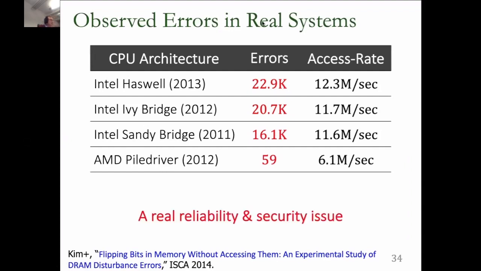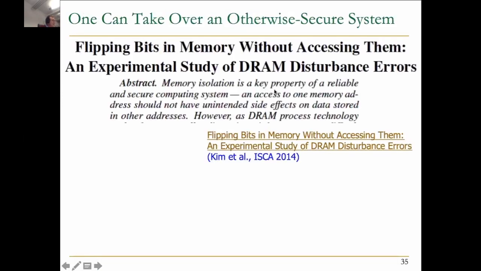I'm not going to spend time on this, but when we wrote the paper, our first sentence was this: memory isolation is a key property of a reliable and secure computing system, and access to one memory address should not have unintended side effects on data stored in other addresses. I still do believe this. I think this is very fundamental for the security and reliability of any system. And we said that you could design an attack that would hijack a computer.